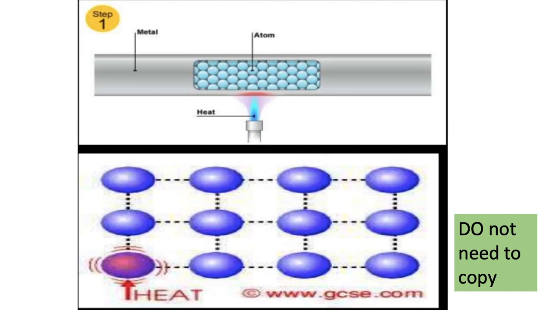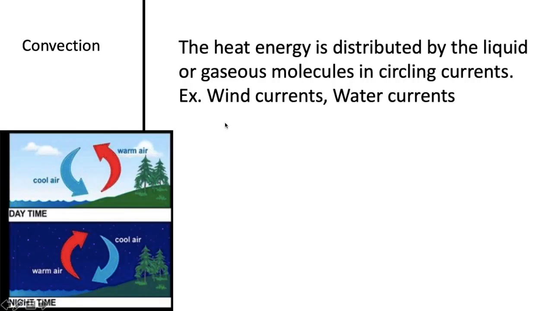Convection is the second way that heat can be distributed, and convection is where heat energy can be distributed by either liquids or gases, and these are the molecules that are in the liquid or the gas, and this causes a circulating kind of behavior. For example, we see this with wind currents and with water currents. In this example here, I'm showing a wind current.